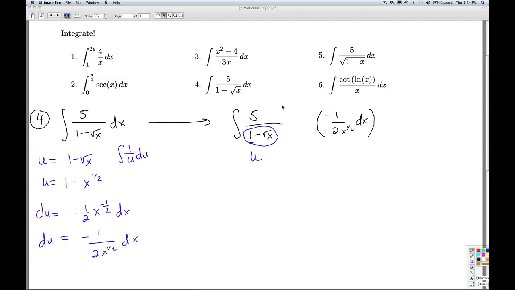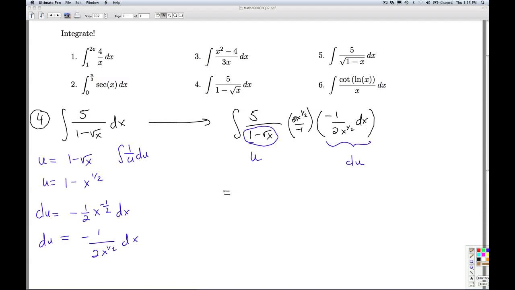Alright, so what I can do is multiply the inside by the reciprocal of that, 2x to the 1/2 over negative 1. So if I multiply these together, everything cancels out and I'm back to where I started. That now gives me the du. So let's see what this gives me then.